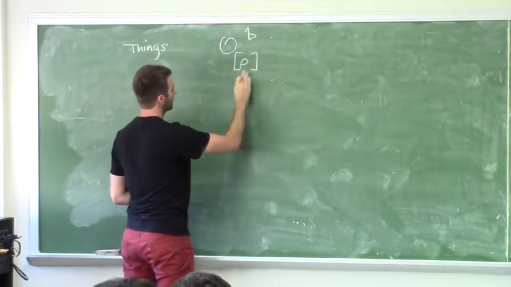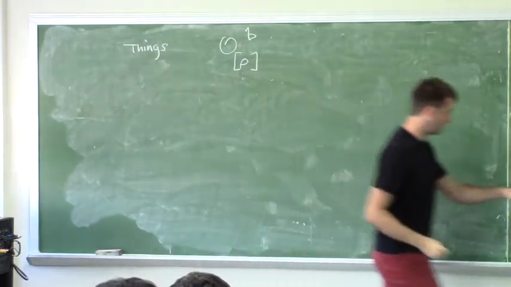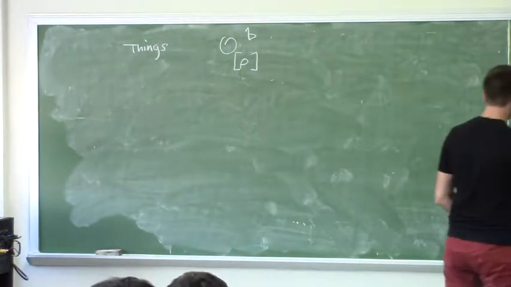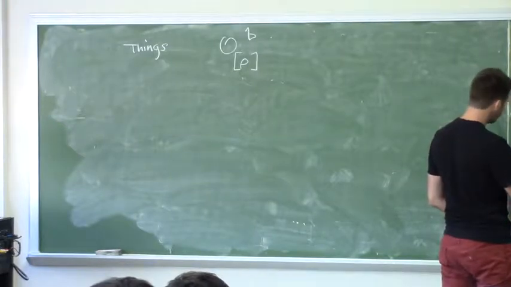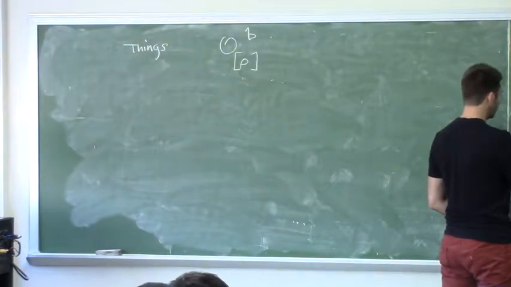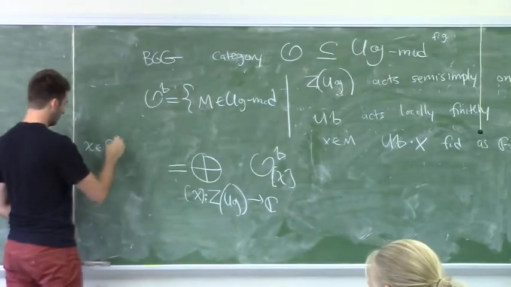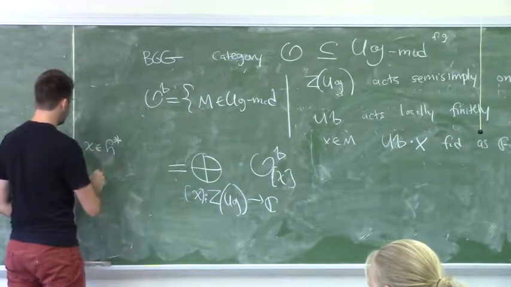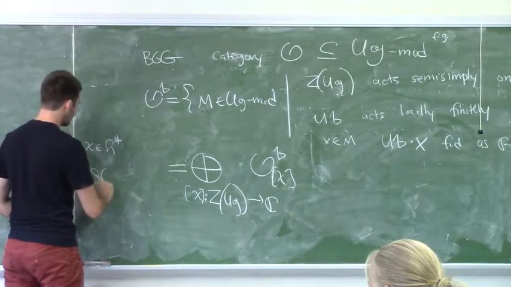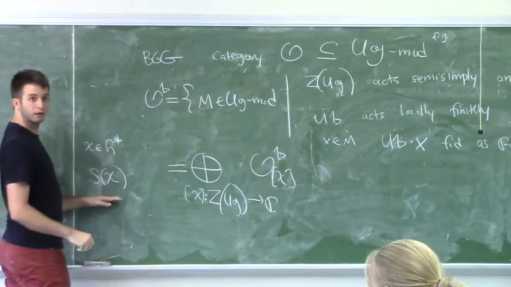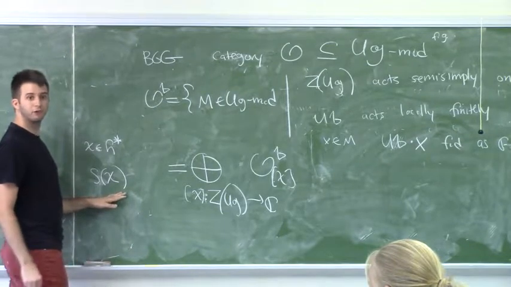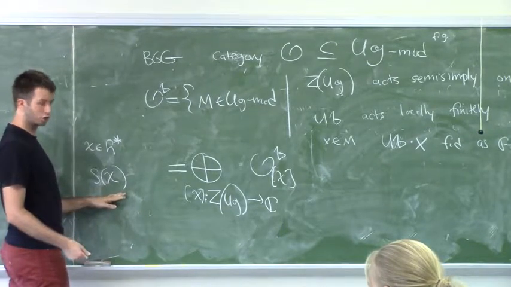So now maybe I should explain what I mean by this. This chi is in H dual. And then there is a simple module of highest weight chi. It might not be finitely generated, but there's a simple module for each chi.